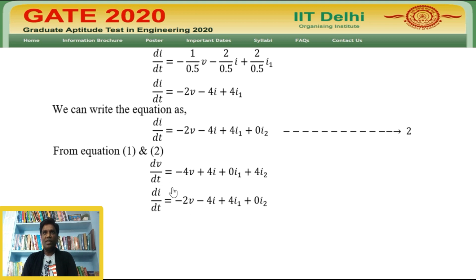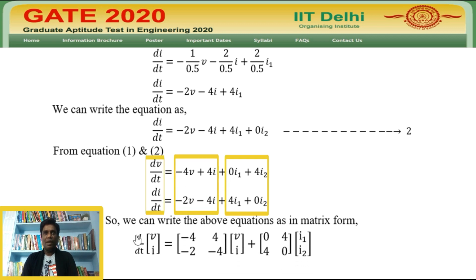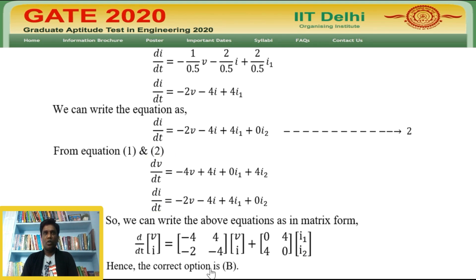From these two equations, we can write the state equation in matrix form in this manner. The state equation is d by dt of [v, I] equal to [minus 4, 4; minus 2, minus 4] into [v, I] plus [0, 4; 4, 0] into [I1, I2]. From this observation, the correct option is B. So, this is the required answer for this problem.